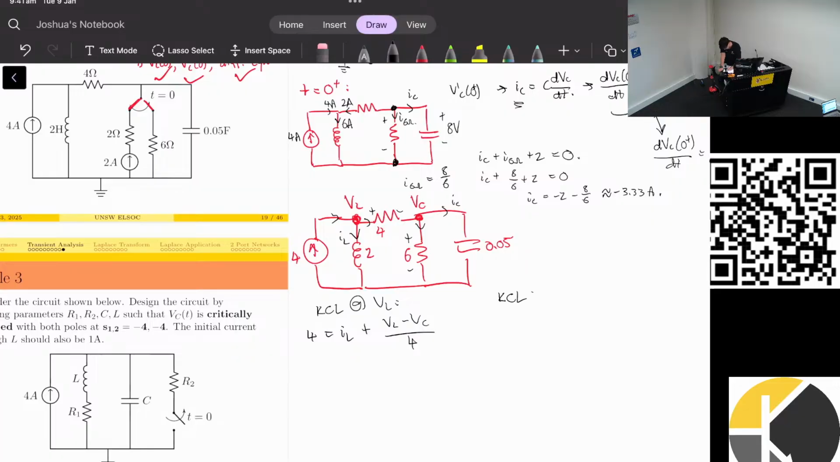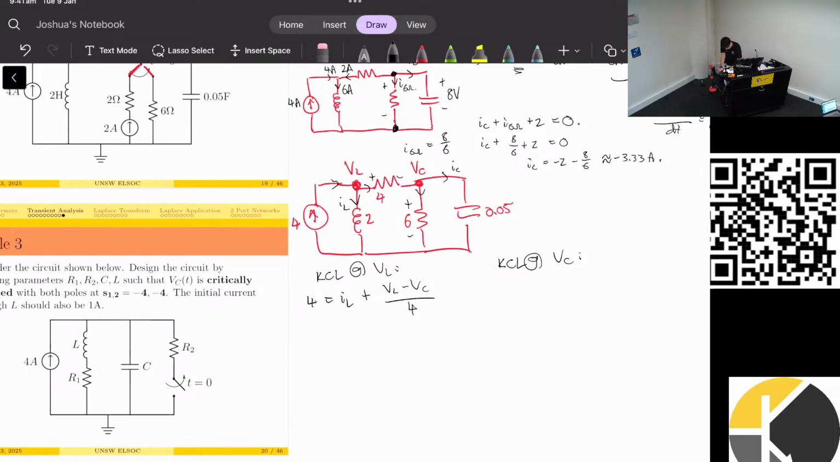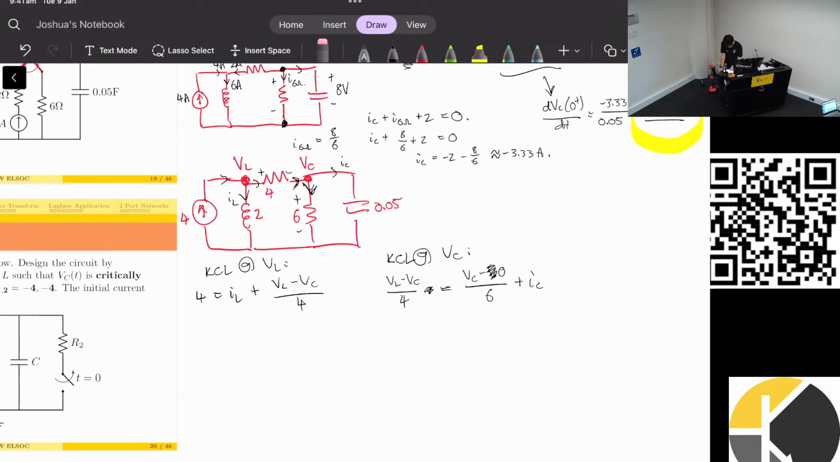My second equation will be at the other node, VC. So I have that same current coming into the node, which is VL minus VC on 4. I have current leaving going to ground. So this is again going to be equal to initial minus final, which is just VC minus 0 volts over 6, plus IC. And I'm going to write IC as C dVC/dt because we know that's what it's equal to.